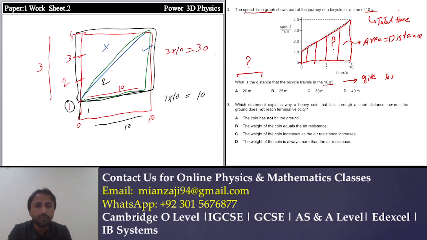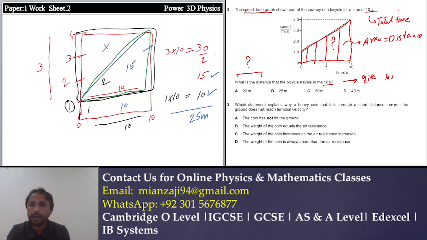We do not need the overall area of this rectangle. We just need a half of the area. So its half will be 15. So our overall area is what? This 15 and this 10. This is 15 and this is 10. The overall area is 25 meter. It means the area under our graph is 25 meter.